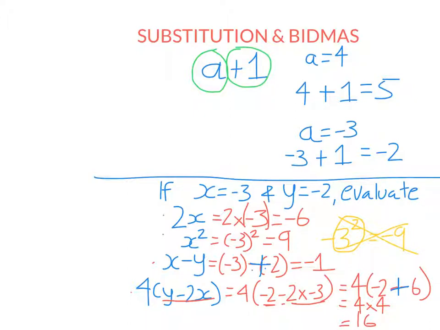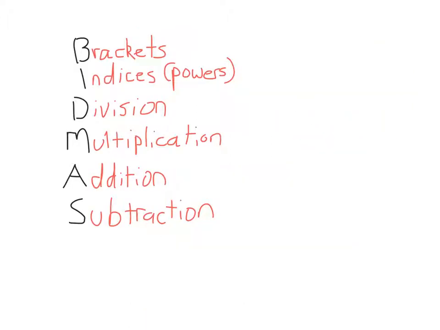All right, let's now look at BIDMAS, the order of operations. Please pause and copy this down if you need. Remember, BIDMAS is this acronym here: brackets, indices, which means powers, division, multiplication, addition, and subtraction. It tells you the order in which you must perform operations when there are multiple operations.